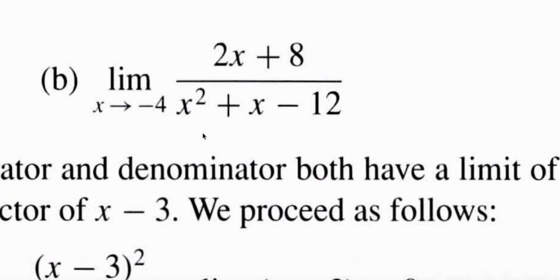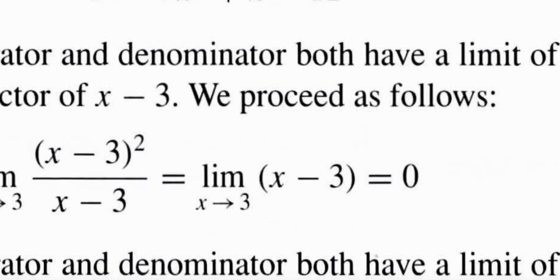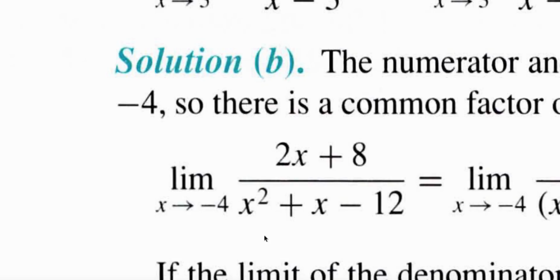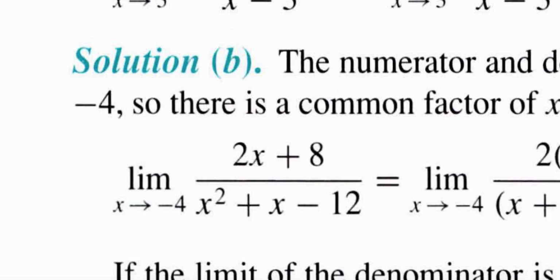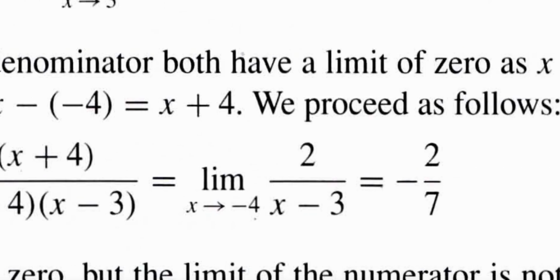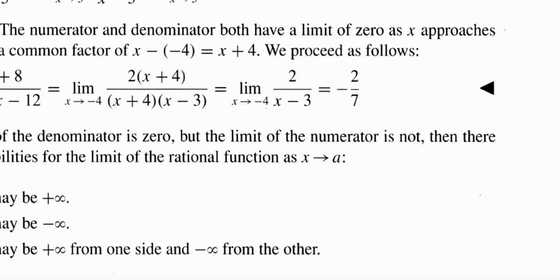Part B. What is the limit as x goes to negative 4 of 2x plus 8 over x squared plus x minus 12? Okay, so what do we do there? Take the polynomials in the numerator and denominator, factor them so you can eliminate the common factor of x plus 4. And that leaves me with 2 over x minus 3. Put negative 4 into the expression, and so the limit is negative 2/7.